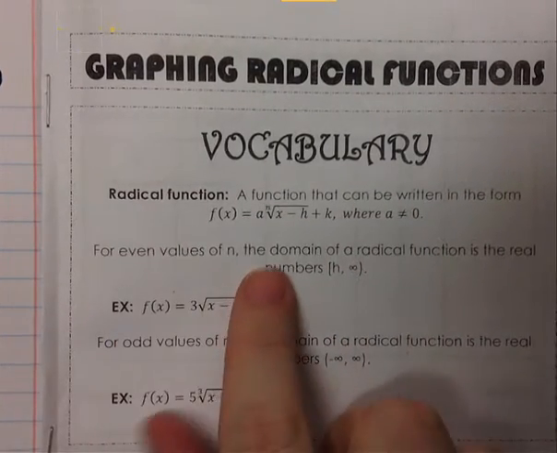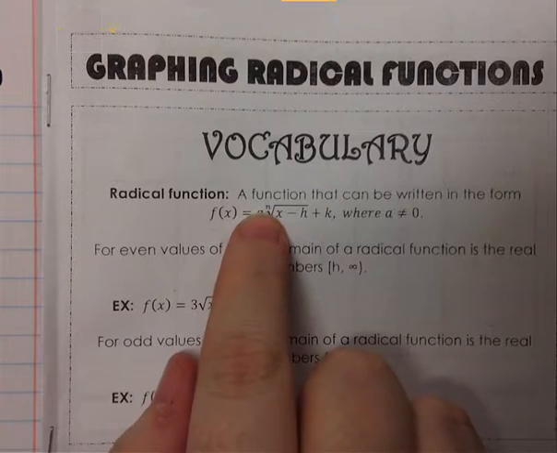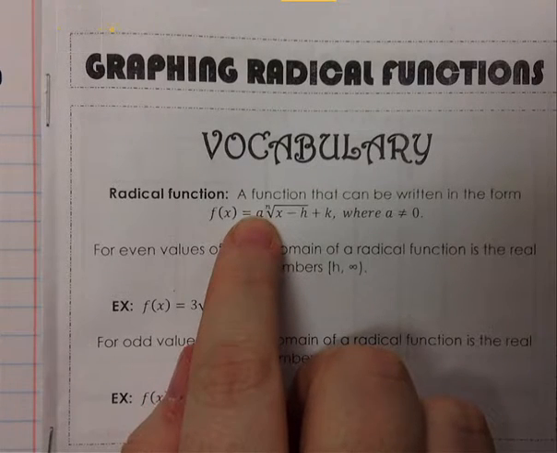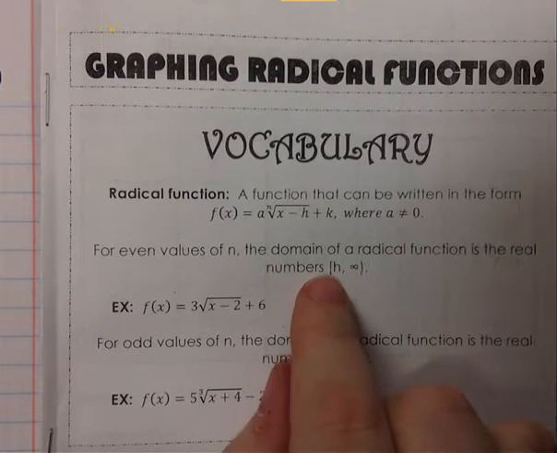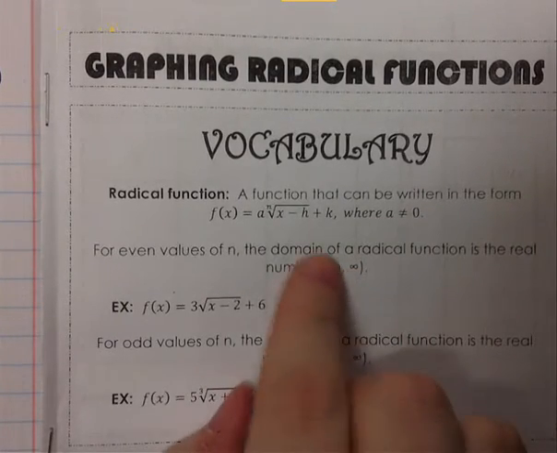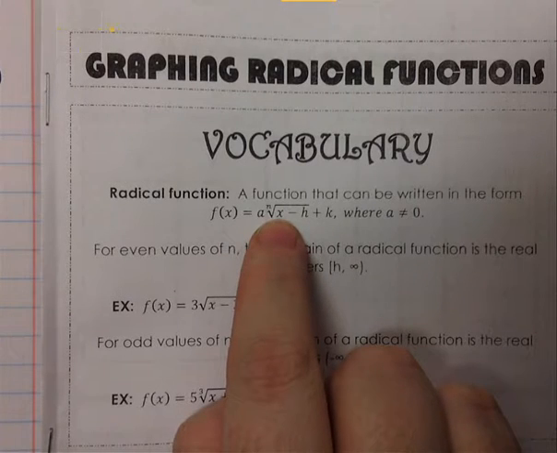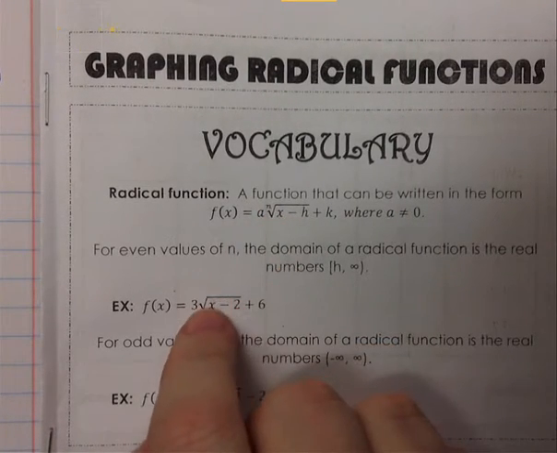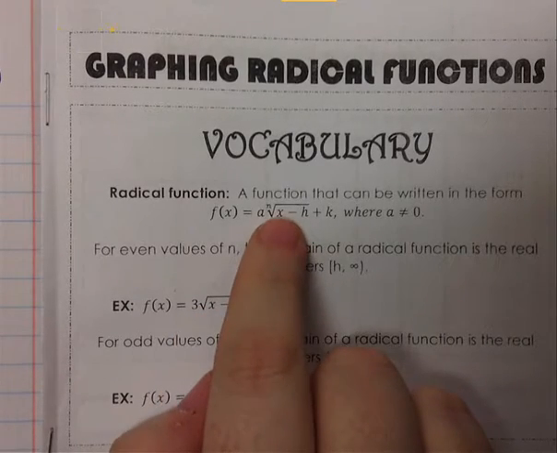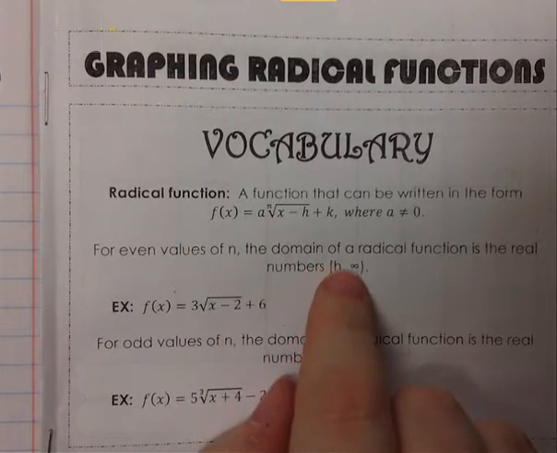For even values of n, that means an nth root, so our even values like the square root, fourth root, sixth root, the domain of a radical function is the real numbers that start at h and go to positive infinity. This is in the situation where there is a positive in front of our x value. If there is a negative in front of our x value, which is something you'll see in a higher math course, it will change. But as long as your x value is positive, you will be able to have a positive infinity.